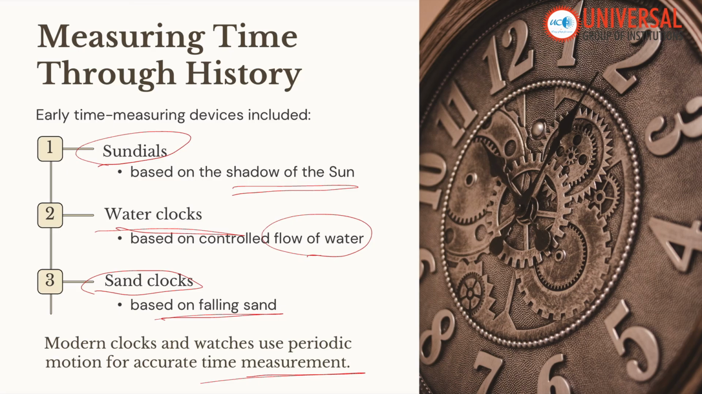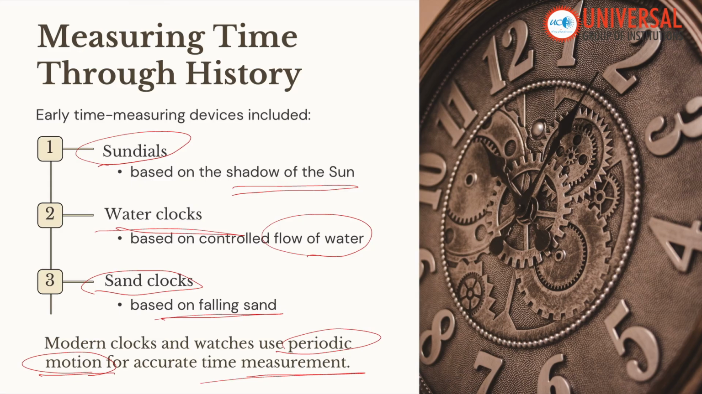To measure these shorter intervals of time, we humans have developed instruments such as clocks, watches, wall clocks, and the digital watches we all come across. All time measuring devices work on the principle of periodic motion. That is the motion that repeats itself at regular intervals of time.